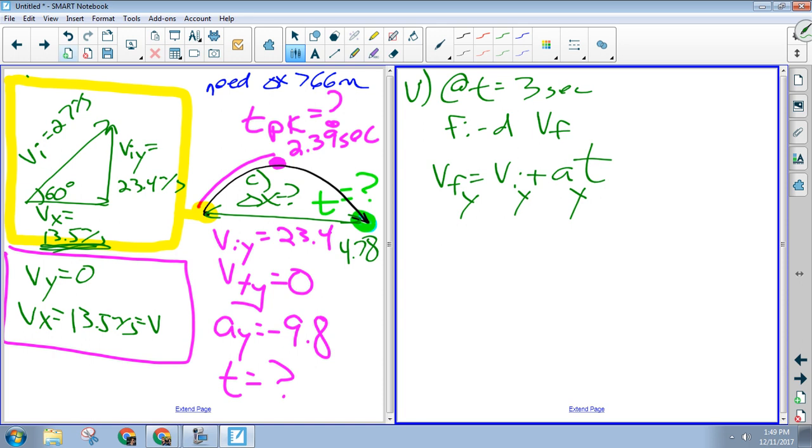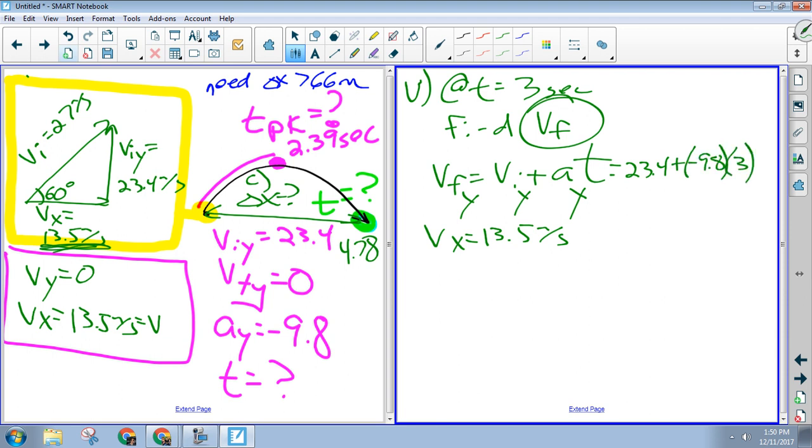Think back to day 1 of this chapter. How do we fill in the V column on that chart? Pythagorean theorem, right? So in order to find a velocity at the end of some time, I need to think about my whole triangle. At the end of 3 seconds, I know my Vx is 13.5 meters a second. But I need to find my VFY. VFY is VIY, which is 23.4, plus AY, which is negative 9.8, times 3. So my VFY is negative 6 meters a second.